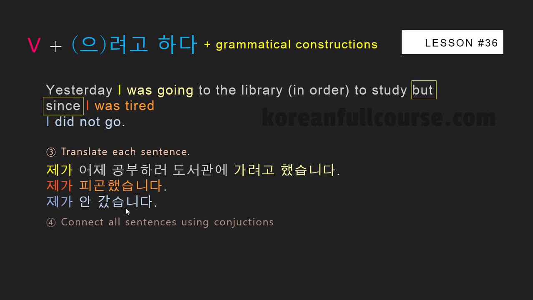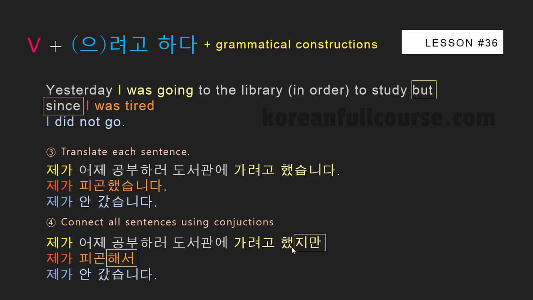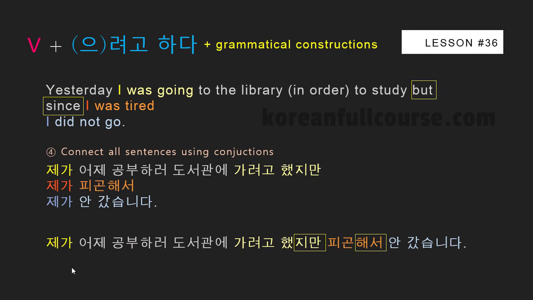Step number 4. Connect all sentences using conjunctions. 했습니다, 했지만. 피곤했습니다, 피곤해서. As you remember, we cannot use tense suffixes with 아서, 어서, and 여서. That's why here I remove the past tense suffix. And the final step is, as I mentioned in a previous lesson, Koreans don't use subjects over and over again throughout a sentence if the subject is obvious. So just remove this 제가 and this one. 제가 어제 공부하러 도서관에 가려고 했지만 피곤해서 안 갔습니다.